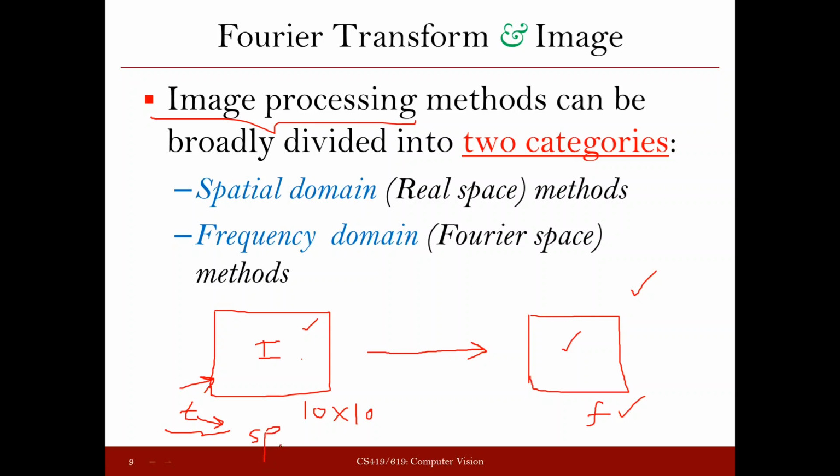So when you are operating on images, you have two options. Either you can operate on the image in the spatial domain, or you can take the image by using Fourier transform to the frequency domain and do the operation in that domain. There are two possibilities. When you are in the spatial domain, we say that we are in the real space. When we are in the frequency domain, we say that we are in Fourier space. So when performing operations on images, we can either work on the images in real space, or we can work on them in Fourier space.